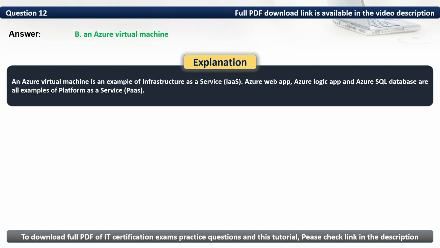An Azure virtual machine is an example of infrastructure as a service. Azure Web App, Azure Logic App, and Azure SQL Database are all examples of platform as a service.